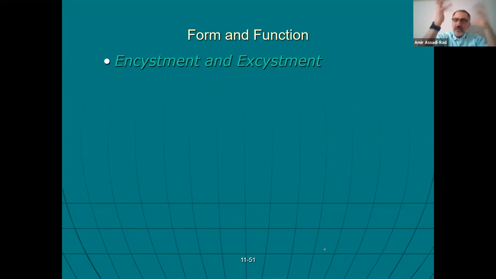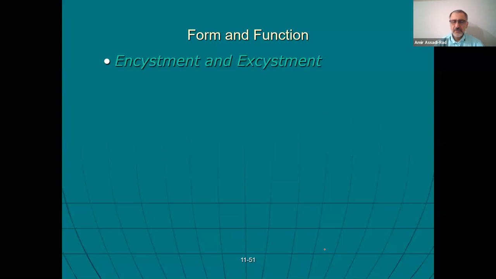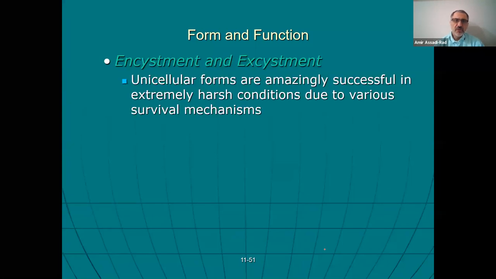And then when the rain comes, or the temperature goes back to normal, or when I ingest some cysts, they come out of the cysts and they multiply and multiply and multiply by fission, binary fission. That is called excystment. When they come out of the cyst, it's called excystment. Okay, excystment. So here we go.